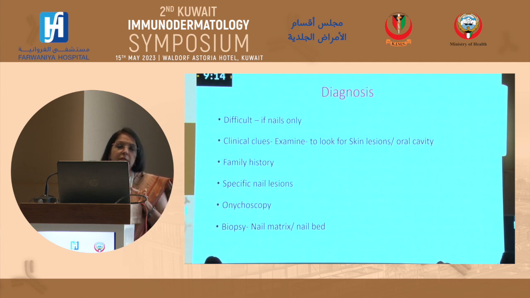So how do you diagnose nail psoriasis? It's slightly difficult for the beginners if there is isolated nail involvement, but if there are, you can look for clinical clues. You can look for erythematous scaly lesions on the elbow, on the knee, on the lower sacral area, on the scalp. There can be a family history. There are specific nail lesions which I told you just now. You can do onychoscopy to have a better idea of what the nail lesions look like. And last but not the least, biopsy.